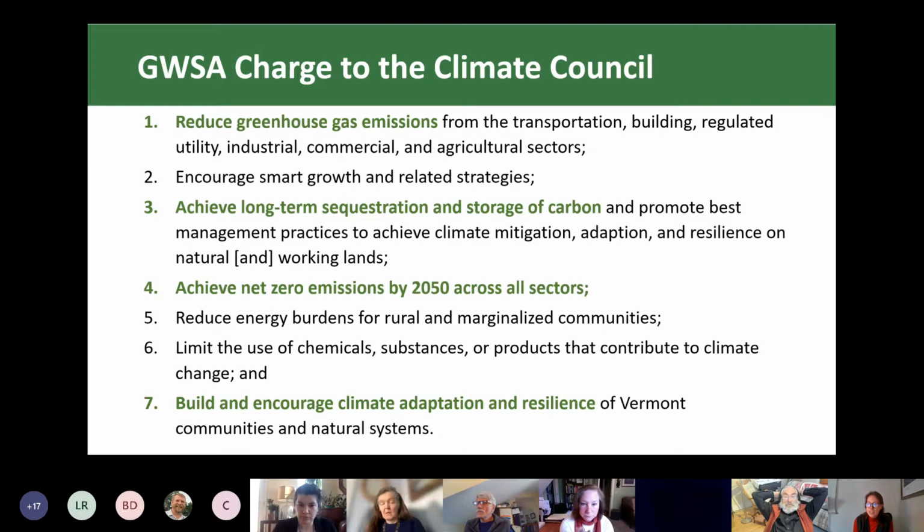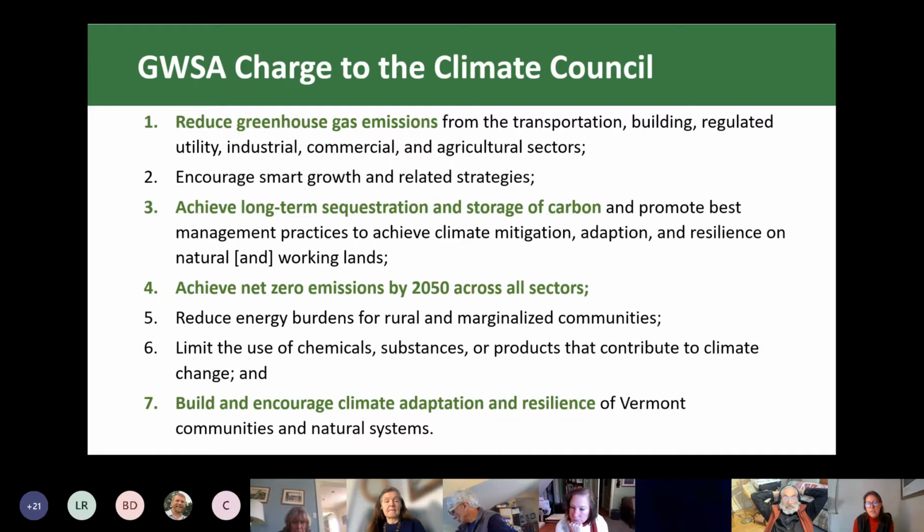In addition to the emissions reductions requirements, the law also directs the council to consider opportunities for conservation through long-term carbon sequestration, identifying actions that Vermont communities can take to better prepare for extreme weather and climate impacts, encourage smart growth and related strategies, and limit the use of chemical substances or other products that contribute to climate change.